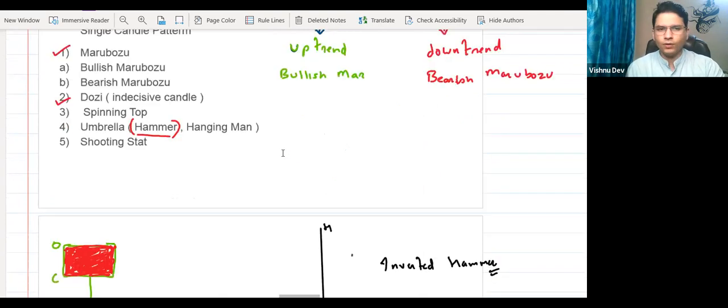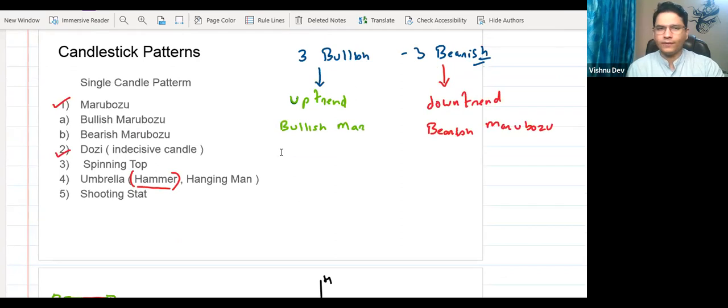Now, before continuing, I want to revise and I want to ask. So only those students will reply whom I ask. I will ask Madhur. Madhur, what is Marubozu? Others can just message in the chat box.